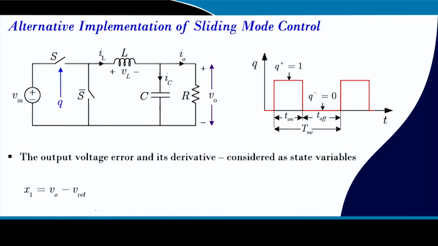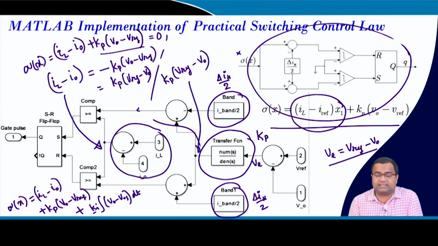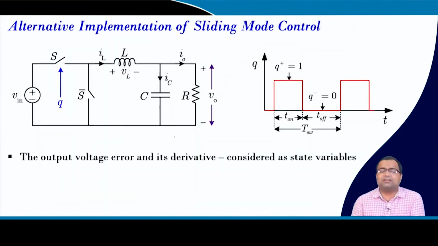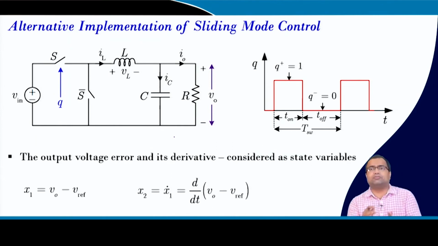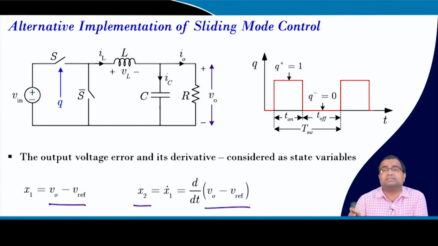Alternative way, if you go back to the sliding mode control using voltage and the derivative of the voltage. In the earlier realization, we need load current information as well as the inductor current information. But now, we want to get rid of this, we do not need to sense load current and inductor current. So, we are taking the error voltage as the one state and the derivative of the error voltage to be the second state.